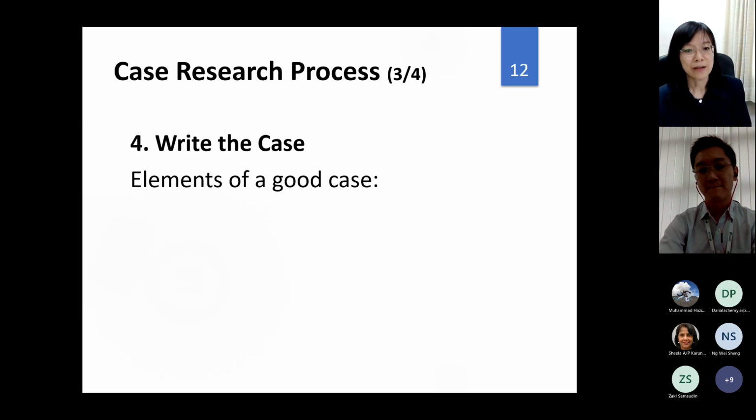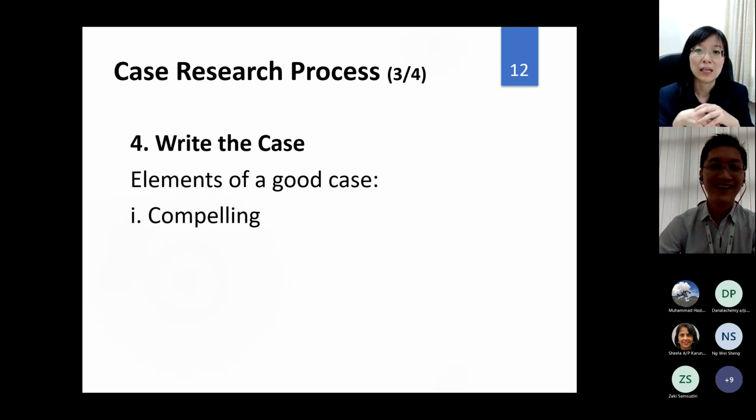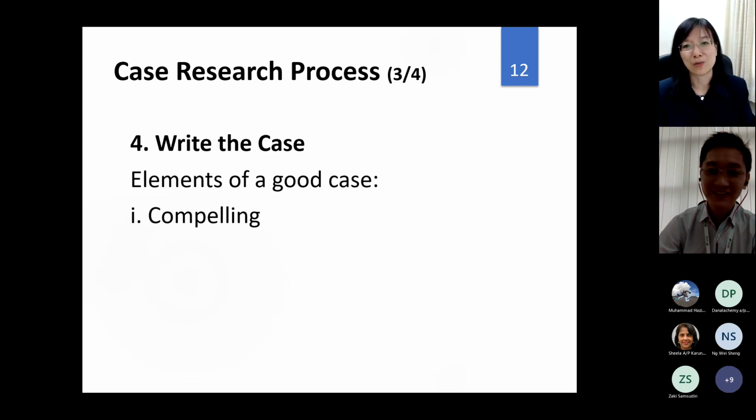Okay, then you write the case. Now, when you write the case, there are some elements of a good case. And like what Mr. William pointed out just now in his presentation, you have to make the case compelling. You have to make the case interesting. Why? Because you want the readers to read. You want the readers to be engaged in the case. Some cases you read and you just want to find out what happened next, just like reading a storybook, right?